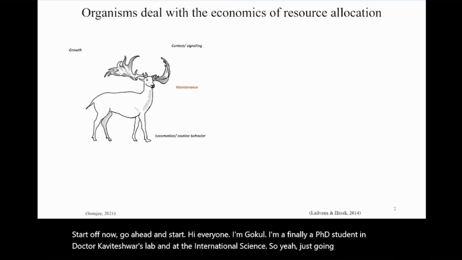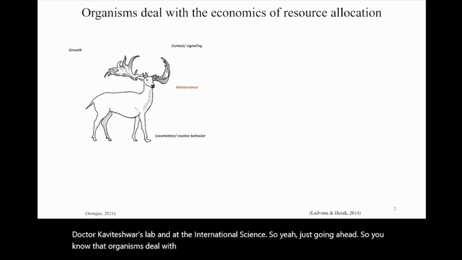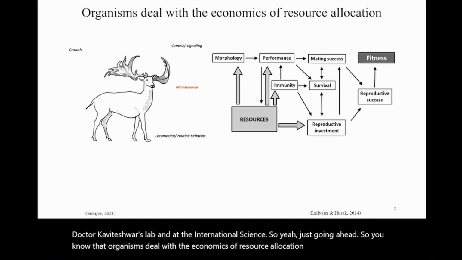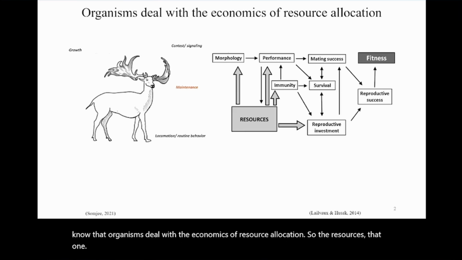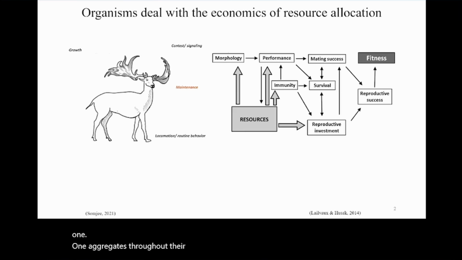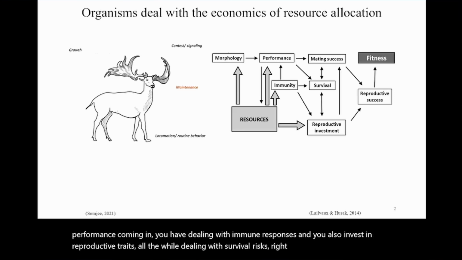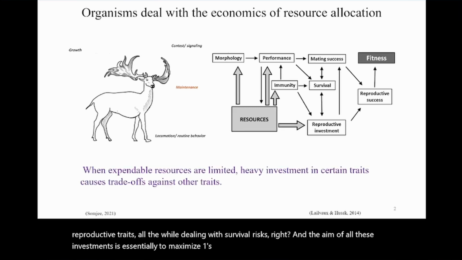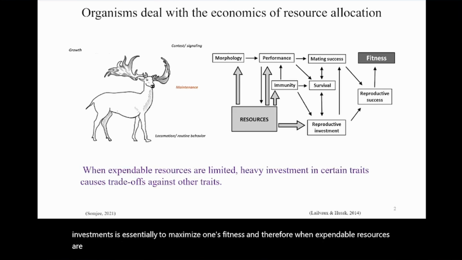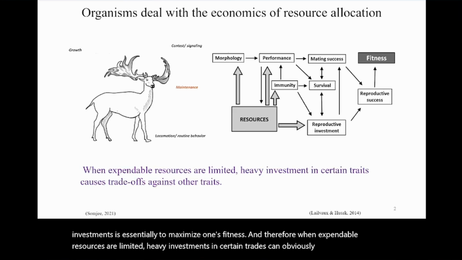So we know that organisms deal with the economics of resource allocation. So the resources that one aggregates throughout their lifetime is invested in morphological growth, then you have performance coming in, you have dealing with immune responses, and you also invest in reproductive traits, all the while dealing with survival risks, right? And the aim of all these investments is essentially to maximize one's fitness, and therefore when expendable resources are limited, heavy investments in certain traits can obviously trade off in investment in other traits, right?